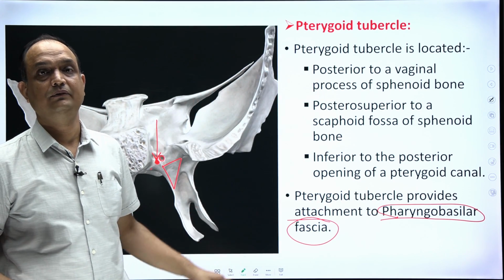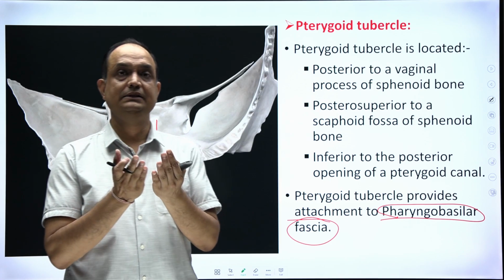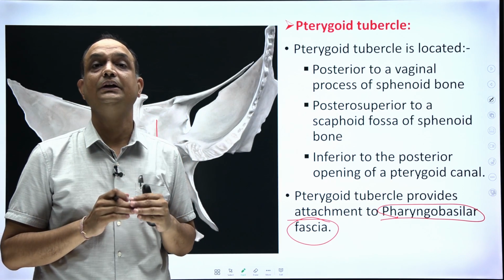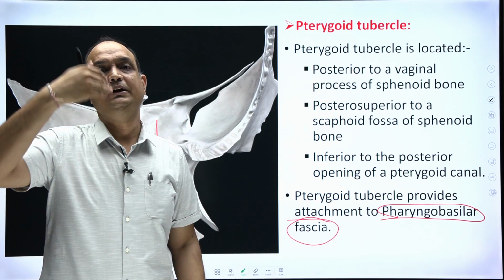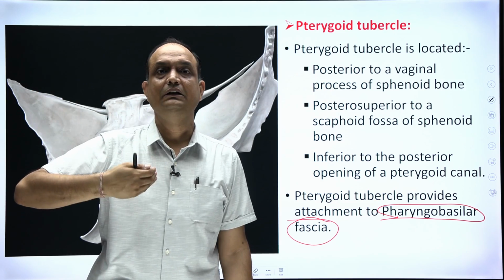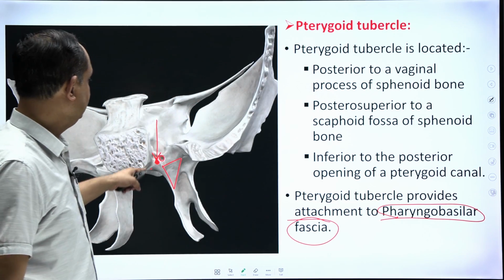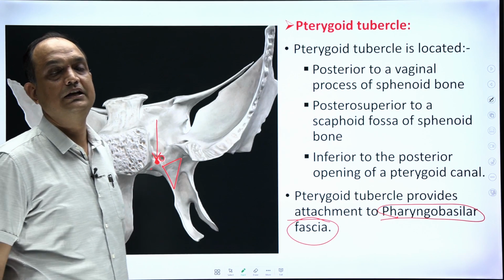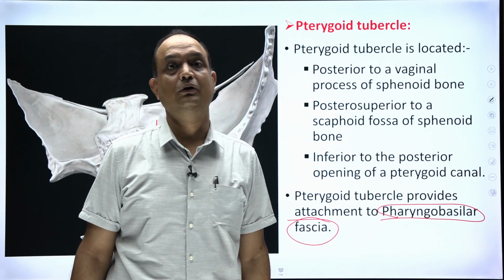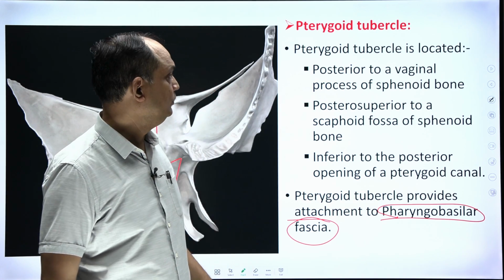What is pharyngobasilar fascia? When you see the pharynx, the uppermost muscle is the superior constrictor. Now, there is a gap between the superior constrictor and the base of skull. That gap is filled by the pharyngobasilar fascia, and anteriorly the pharyngobasilar fascia is attached on this tubercle of the pterygoid area. Clear? So, at the end of this session, you are now able to understand the features of the lacerum and the pterygoid processes of the sphenoid.